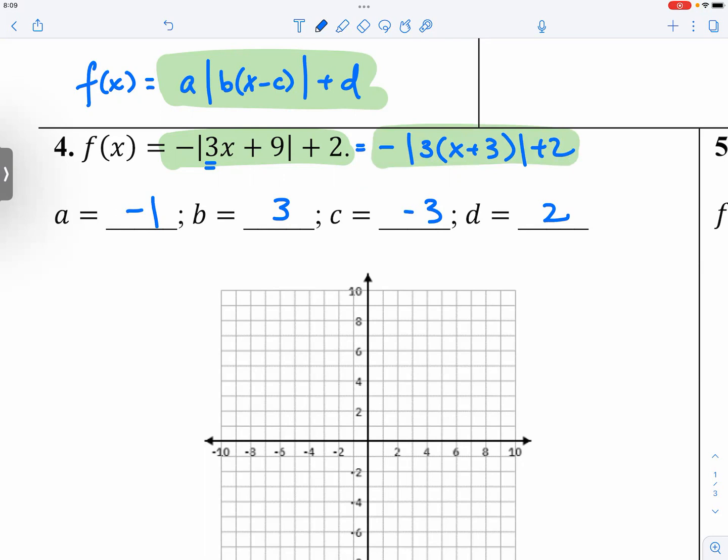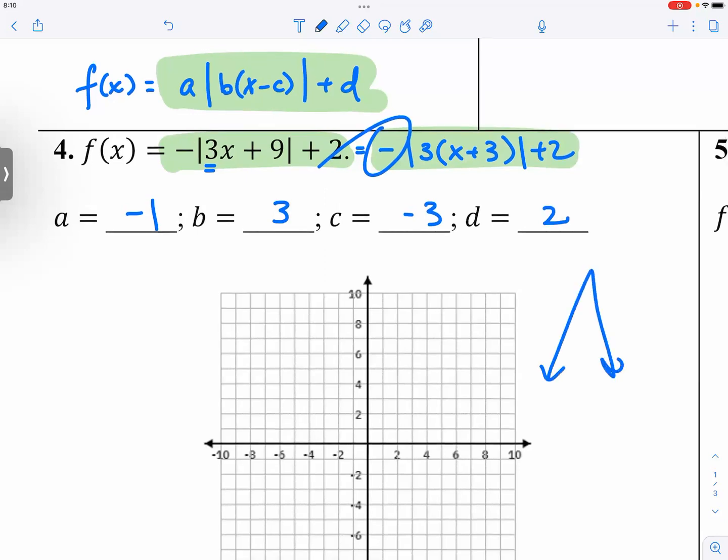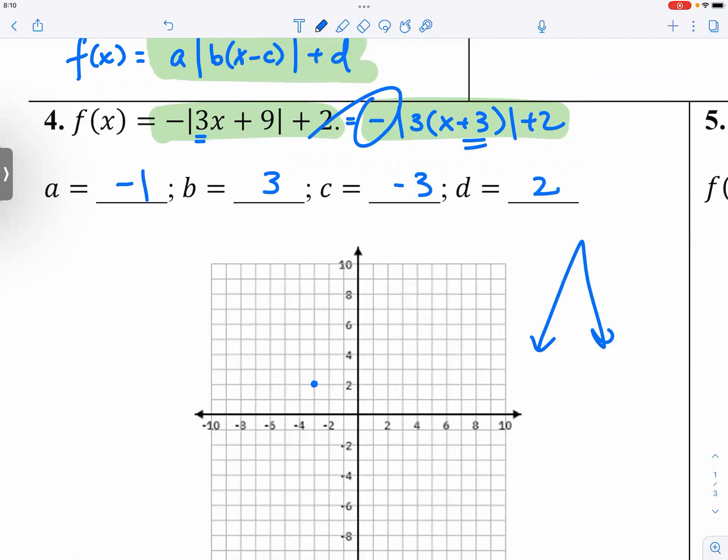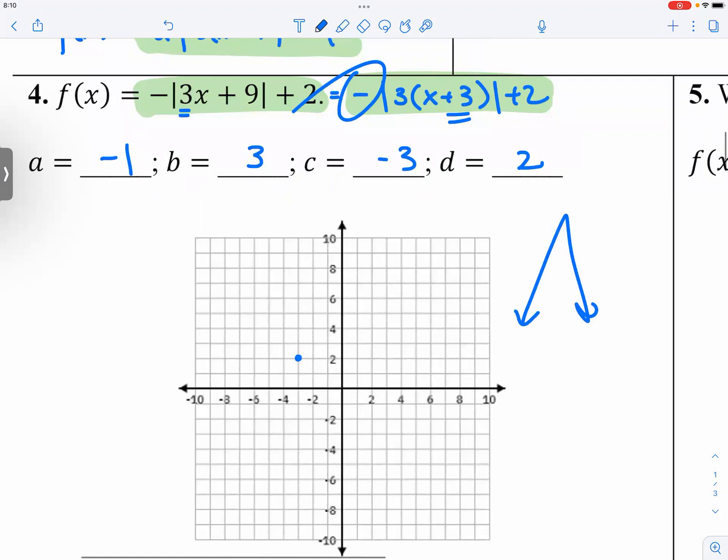We're like, oh yeah, that's a negative in front of the absolute value function, and guess what? We're going to have an upside down V as a result. We're going to move to the left 3 units and up 2 units. That's our vertex right here. We are going to have a horizontal shrink by a factor of 1/3. So that means our slope is going to be steeper, so our slope is going to be something like this.